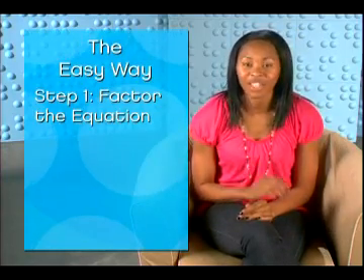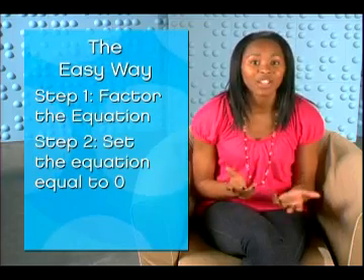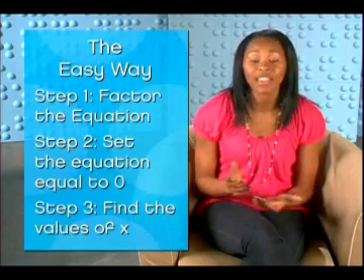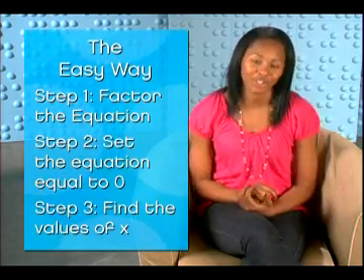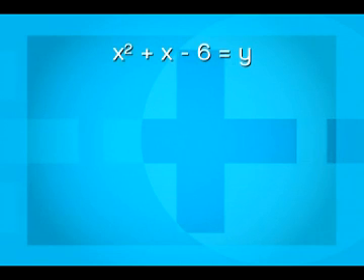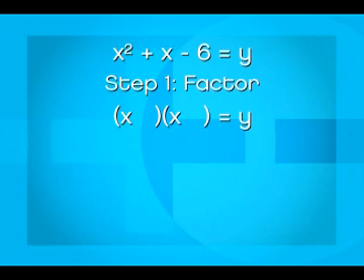Step 1, factor the equation. Step 2, set the equation equal to 0. Step 3, find the values for x. Let's look at how to do it. Our quadratic equation is x squared plus x minus 6 equals y. Step 1, factor. Here's your chance to show your factoring skills.